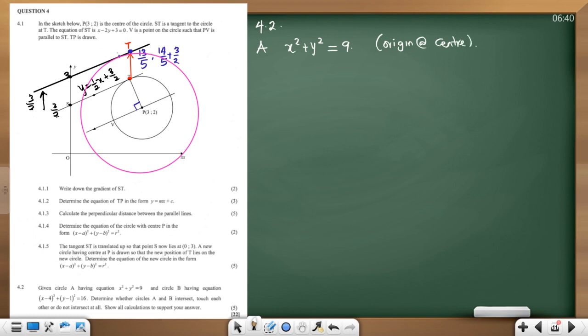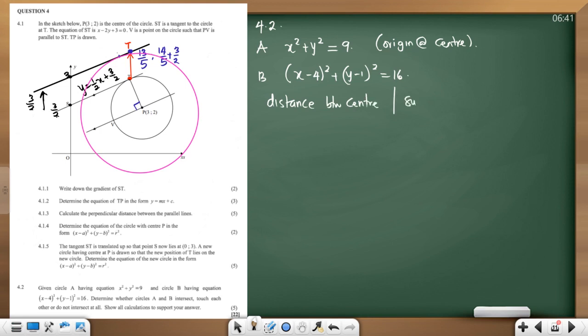And circle B having x minus 4 squared plus y minus 1 squared equals 16. Determine whether circles A and B intersect, touch or do not touch at all. You need to know how to deal with this. What we need to do is to calculate the distance between the centers.